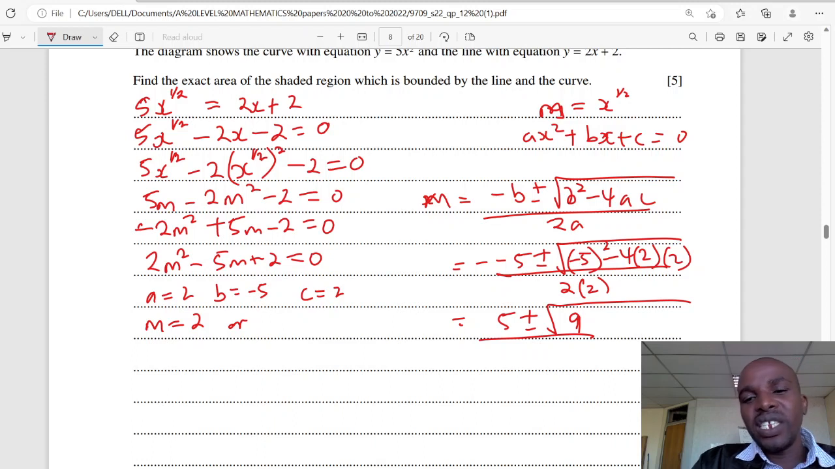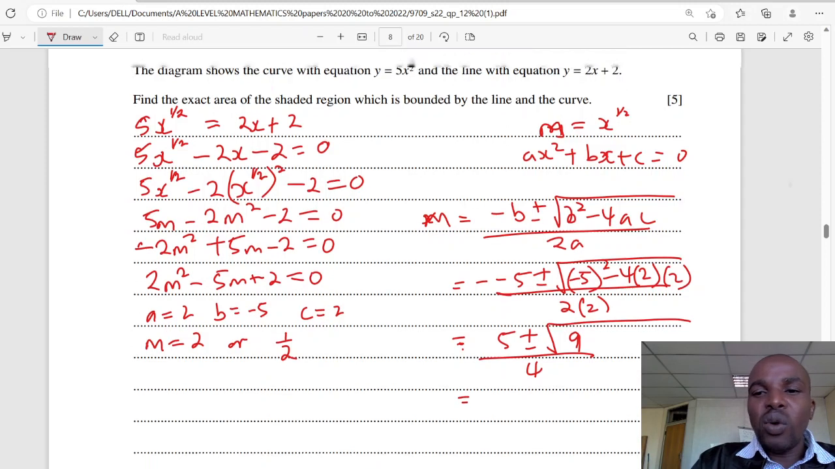25 minus 16 is 9 over 4. So it will be 5 plus the square root of 9, which is 3. So it's 5 plus 3 over 4, which is 8 over 4, which is 2. And 5 minus 3 over 4 gives you half. So these are the two values of m.